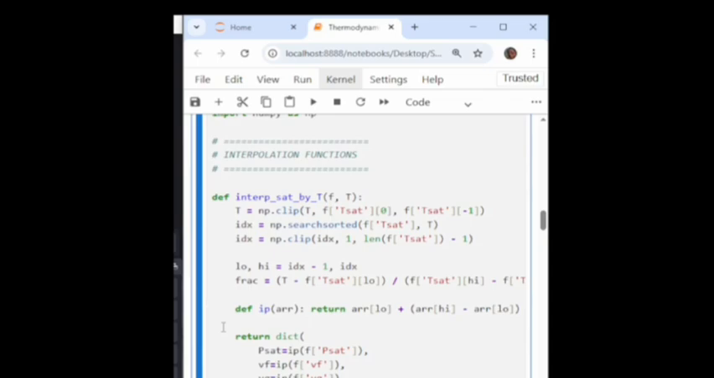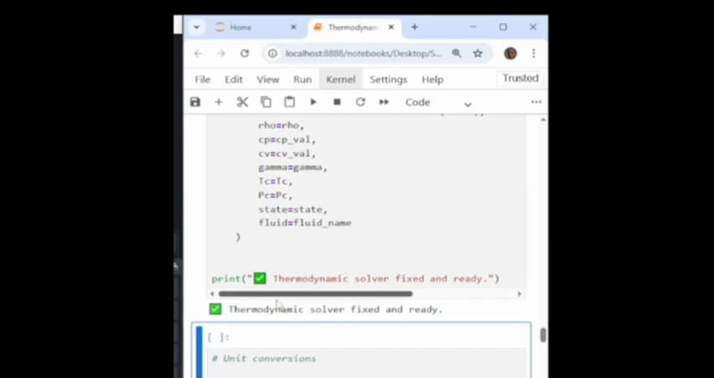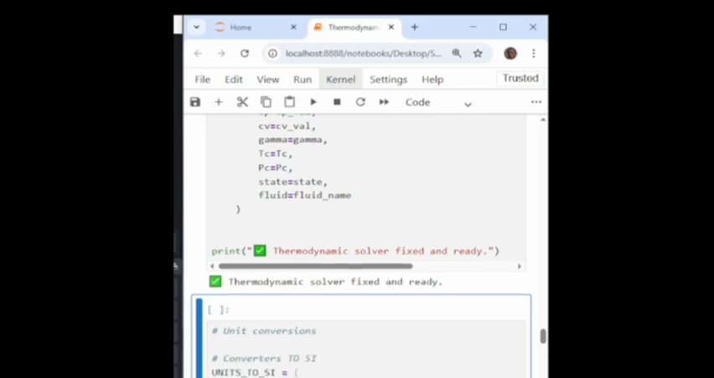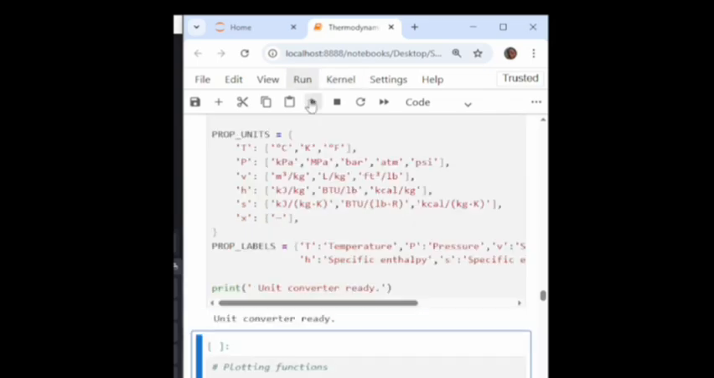And this is where the calculation itself is. So let me just run it for you to see. Yes, so our thermodynamic solver is fixed and is ready to do your calculations. So let's move to the unit conversions. Let me run this one too, so that you just see. Yeah, so our unit converter is also ready.